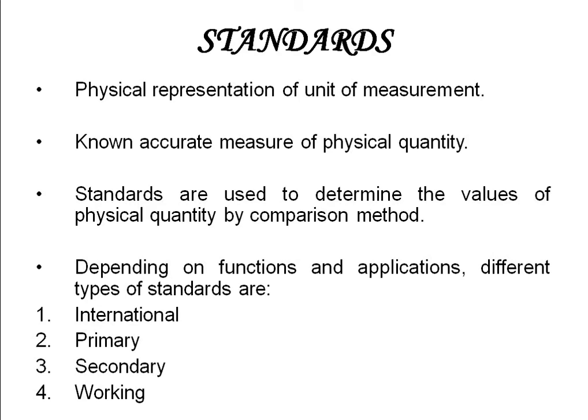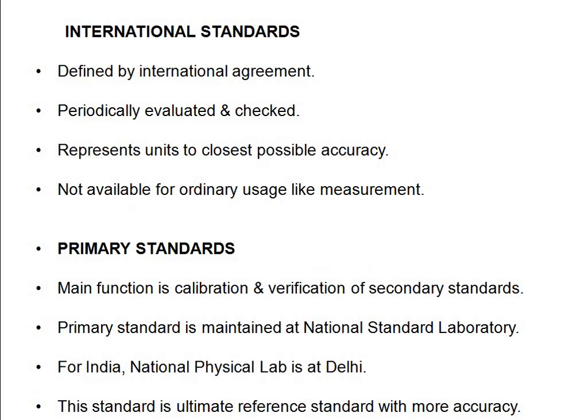Depending on the functions and applications, different types of standards are there. The four different types of standards are international, primary, secondary, and working standards. Let us look at each one. The international standards are defined by international agreement, and these standards are periodically evaluated and checked. They represent units to the closest possible accuracy, and they are not available for ordinary usage like measurements. So it is the internationally accepted standard, based on an international level.